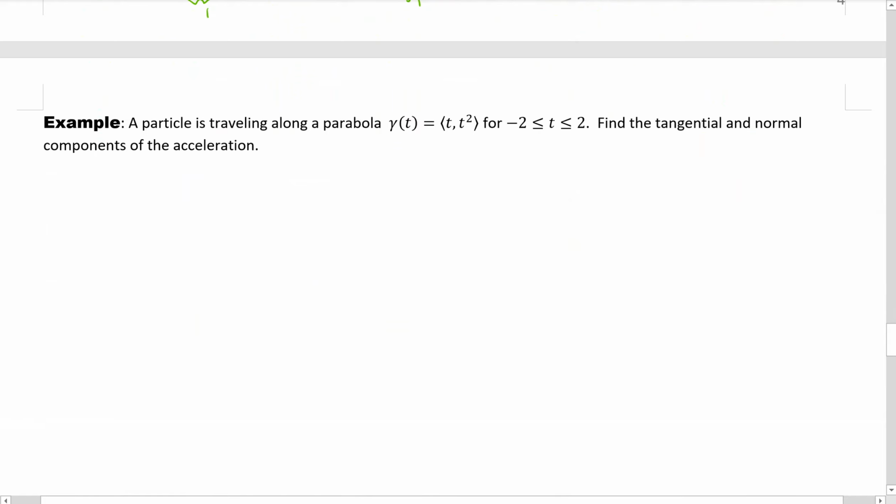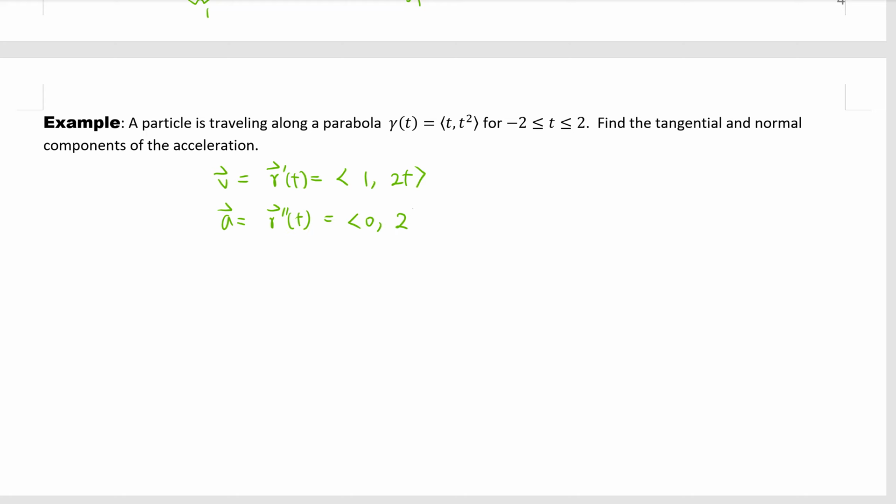Let's work on these problems. A particle is traveling along the parabola gamma of t equals t, t squared, for minus 2 less than or equal to t less than or equal to 2. Find the tangential and normal components of the acceleration. Okay, first, what is V? V is gamma prime. The derivative of t is 1, and the derivative of t squared is 2t. What is A? Well, A is gamma double prime. So the derivative of 1 is 0, and the derivative of 2t is 2.